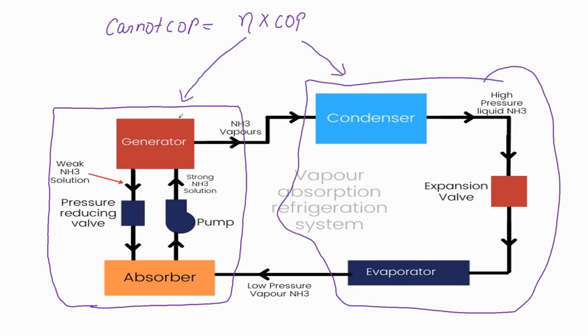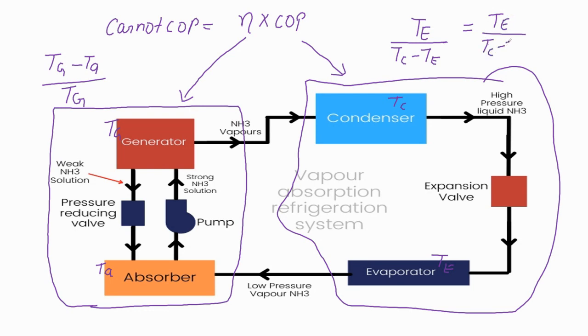Now, what is the efficiency coming from this system? If the temperatures are Tg and Ta, and Tc and Te, the efficiency from this system is Tg minus Ta divided by Tg. The COP from this system is the lower temperature, which is Te, divided by Tc minus Te. So the combined COP is equal to Te divided by Tc minus Te, multiplied by Tg minus Ta divided by Tg.